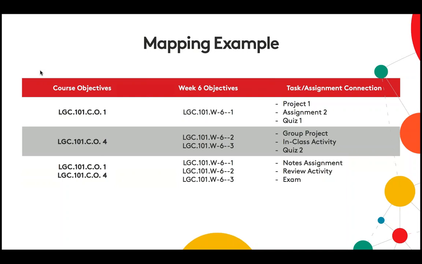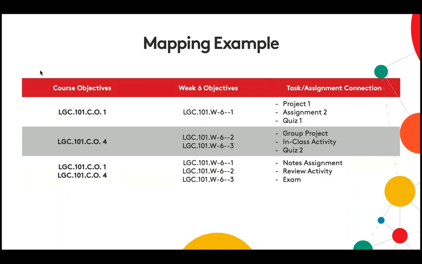My class is a logic and critical thinking class. It's Logic and Critical Thinking 101, which is LGC.101. W6 means it's week 6 and it's objective 1. So somewhere up above on the sheet would be the list of all the objectives, so I know what a week 6 objective 1 is. I know what week 6 objective 2 and objective 3 and 4 and whatever it might be. And so all I'm doing is mapping it.